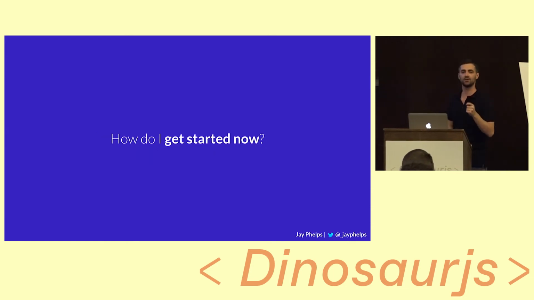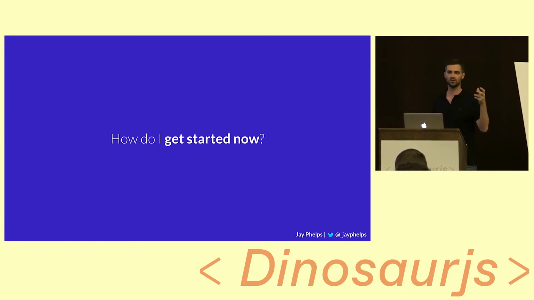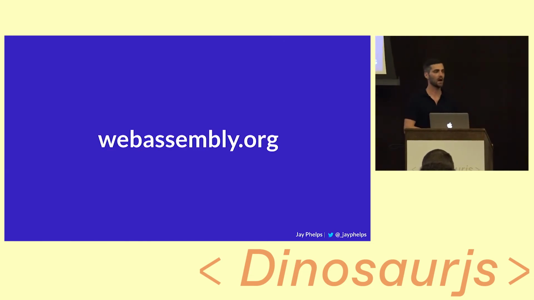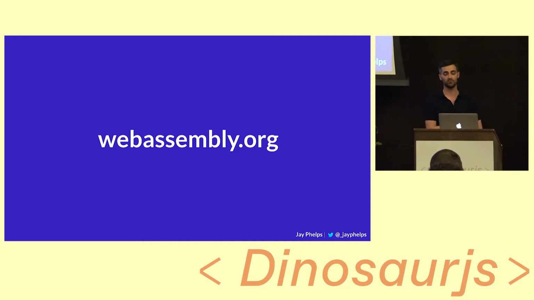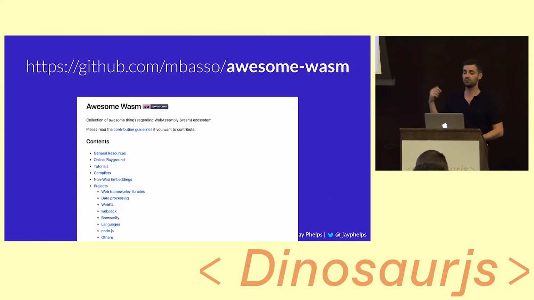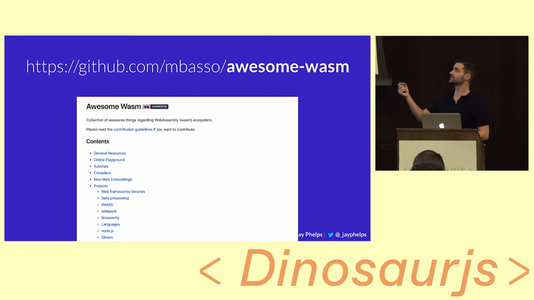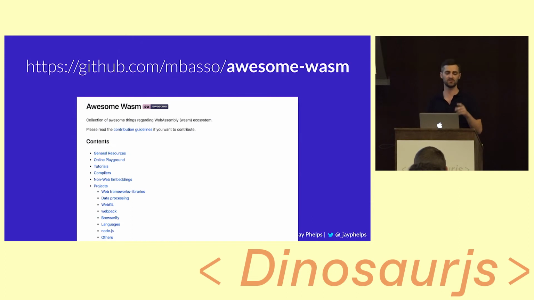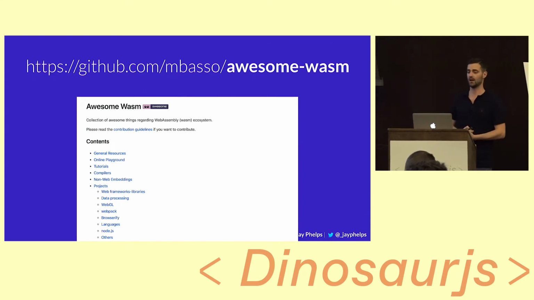So how do I get started today? Let's say you are really excited and you at least want to get your toes wet, or maybe you want to write some Rust and compile to WebAssembly. I recommend starting at webassembly.org. It really is a great resource. There's a lot of stuff. It will help you fill in the gaps of the things I talked about, and then lead you to other resources. But there's also a community thing called AwesomeWasm, which has a lot of resources. There are online playgrounds, there are examples, there's different tooling. I know the Rust community in particular has really doubled down on making WebAssembly a first-class thing.